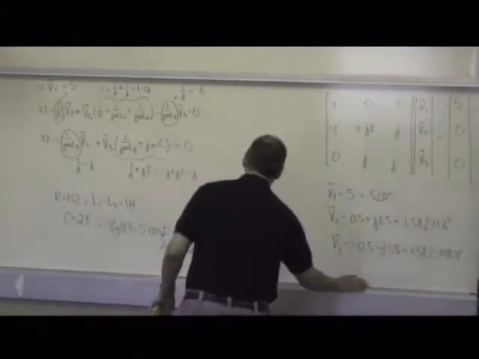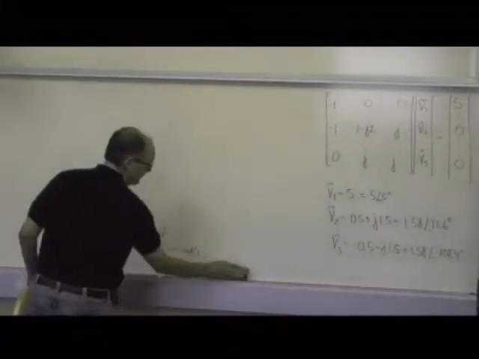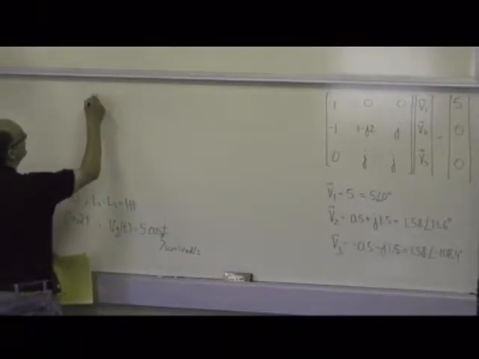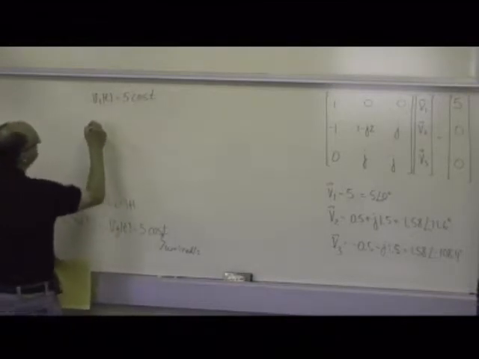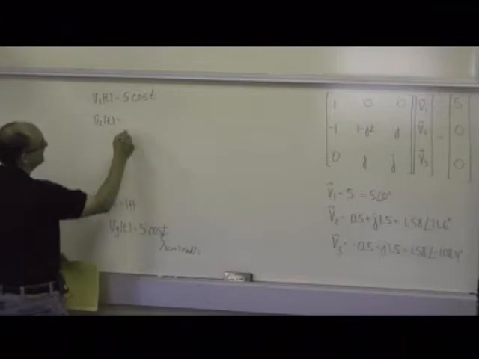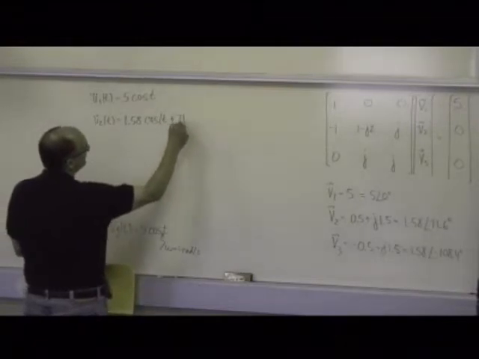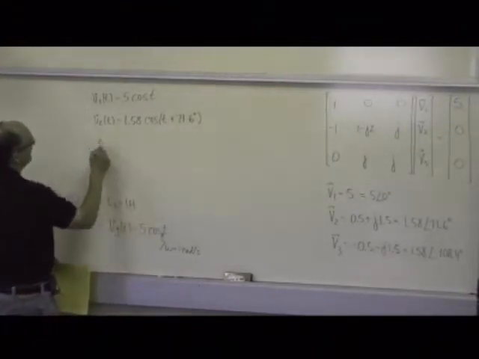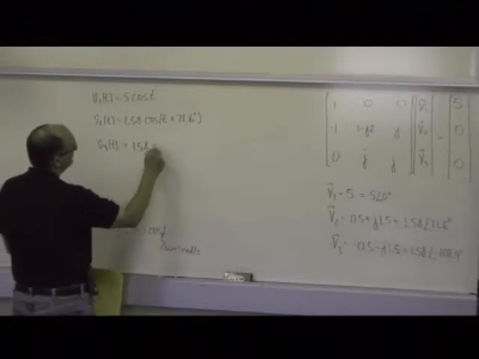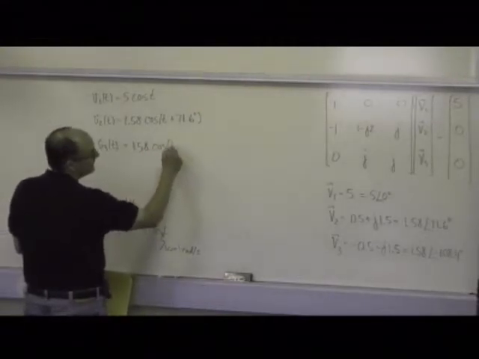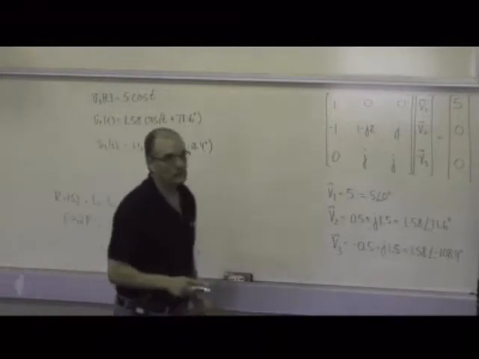That's the point. All right, so now that I have that, my steady state voltages are going to be V1, 5 cosine T, V2 is 1.5 cosine T plus 71.6 degrees, and V3 is 1.58 cosine T minus 100. And with that, we finish this one.